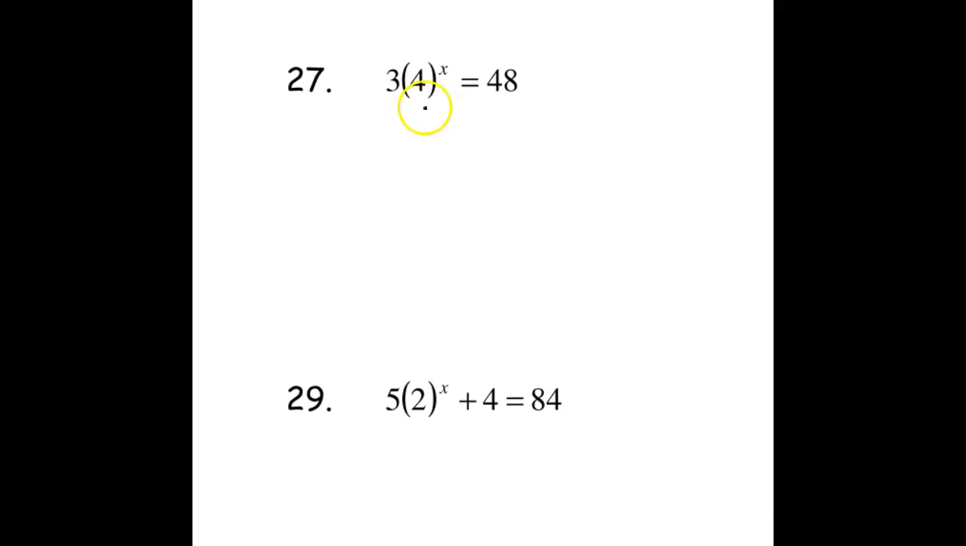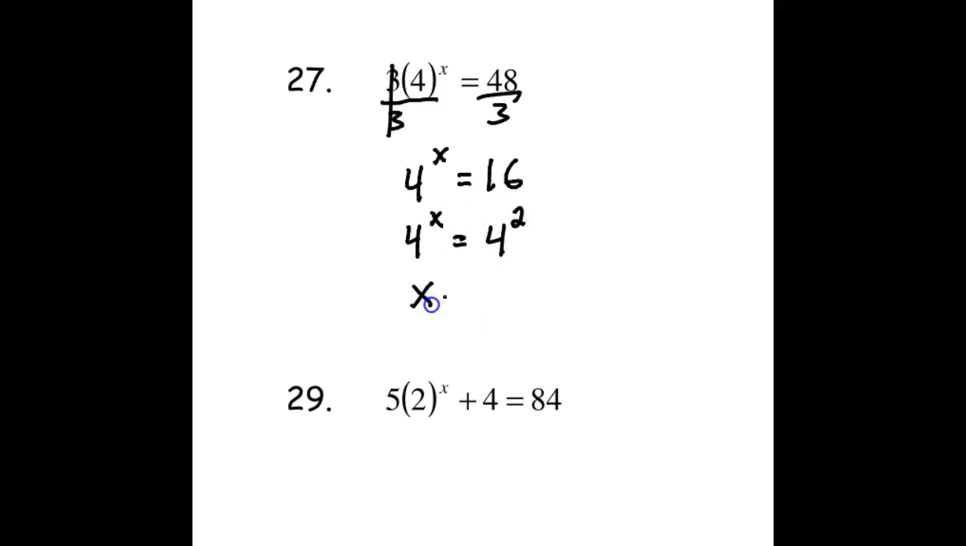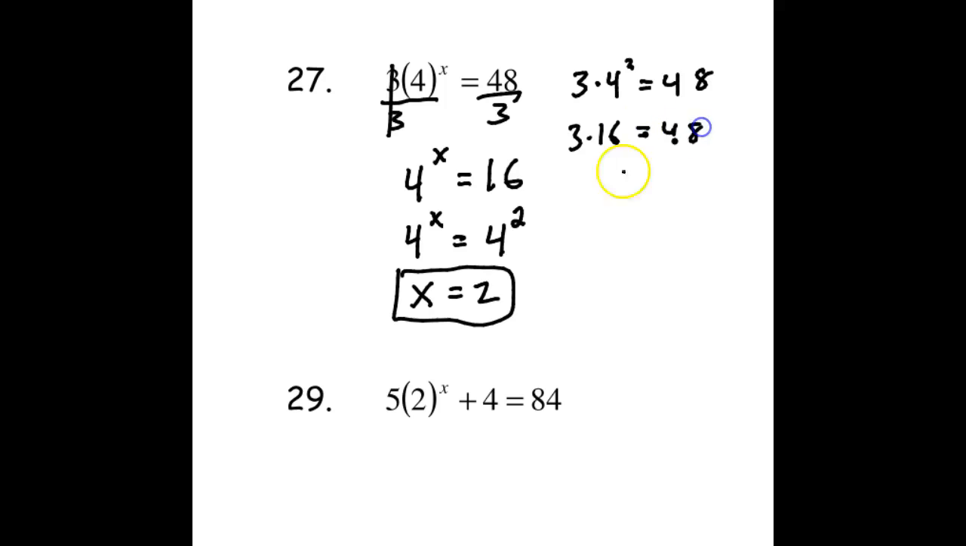Okay, 27, again, do the dividing first, so let's divide by 3, both sides. So 4 to what power equals 16, and rewrite 16 with a base of 4, so 16 is 4 to the 2nd, therefore the base is the same, the exponents are the same. You get x equals 2, and we can check this. Do 3 times 4 squared, and make sure that's 48. Okay, so we get 3 times 16, and that is 48.